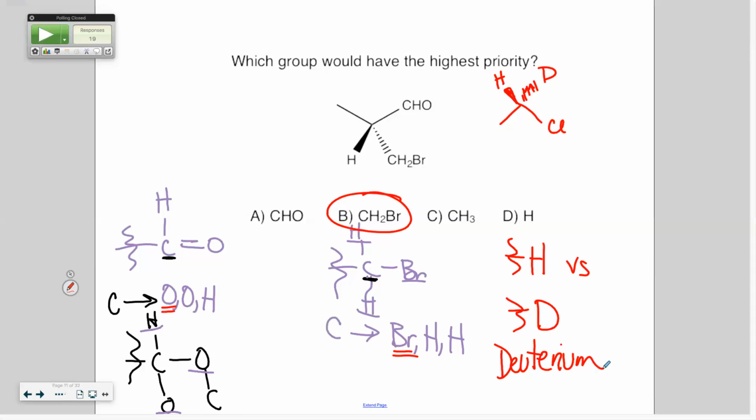Have you heard of that? Deuterium? You've never heard of deuterium? It's an isotope of hydrogen. Okay, what is T? Tritium. Hydrogen, deuterium, and tritium are the 3 isotopes of hydrogen. You should have talked about them in general chemistry when you talked about isotopes.